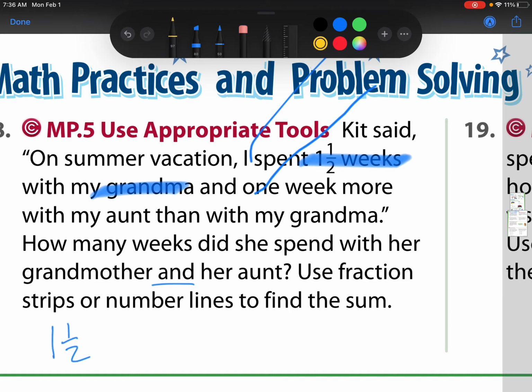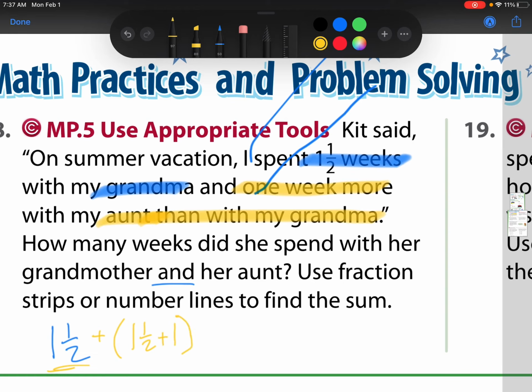And with her aunt, she spent 1 more week with my aunt than with my grandma. So it doesn't say she spent 1 total week. It's saying she spent 1 more week with her aunt than her grandma. So we have to figure out how much she spent with her grandma. So with her grandma, remember, she spent 1.5 weeks. And then what? She spent 1 more week than that. So she spent more time with her aunt than with her grandma. So she spent an extra week with her aunt there.